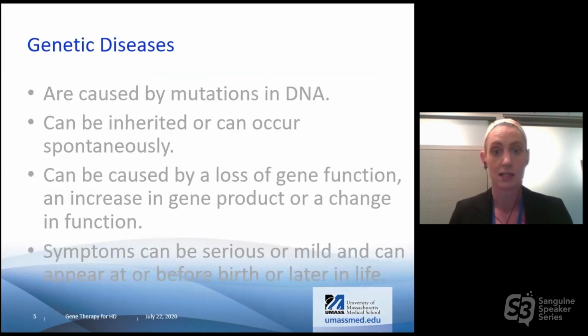And so genetic diseases are caused by mutations in DNA. They can be inherited or they can occur spontaneously. So you can have a parent who doesn't have a disease and then the mutation can occur in the child. They can be caused by a loss of gene function, an increase in gene product, or a change in function. Your symptoms can be serious or they can be mild. So it's not necessarily a death sentence, just any old genetic disease. And they can appear at or before birth, or they can appear later in life.